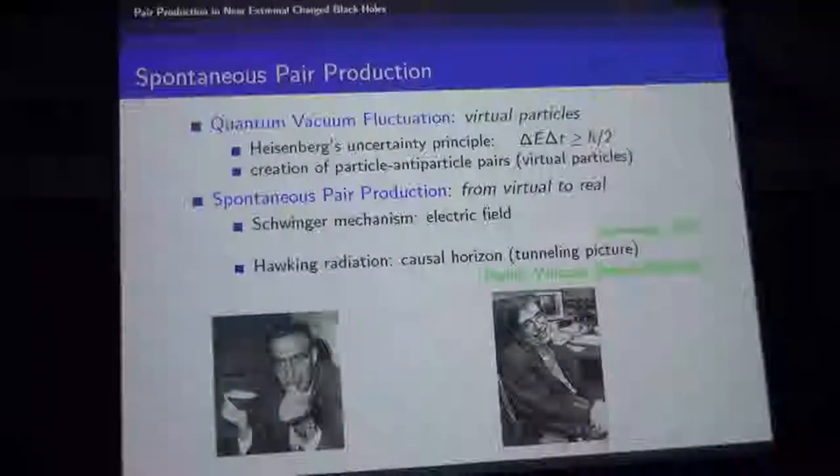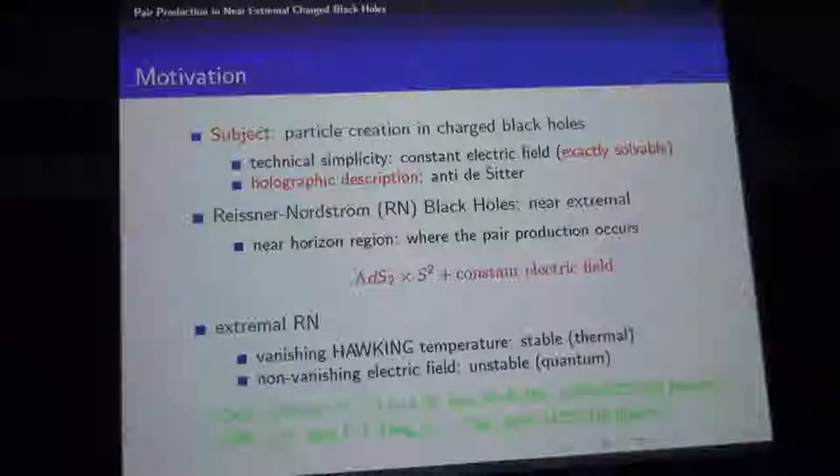Particularly, the system has an electric field, and the electromagnetic force can transform the virtual particles into a real pair. Or, because of the black hole horizon, due to some kind of tunneling effect. So these are two famous phenomena. One is called the Schwinger mechanism, the other corresponds to the Hawking radiation. We will consider such phenomena in the particular charged black hole background.